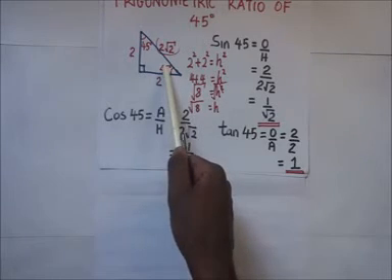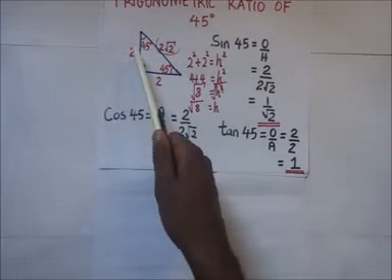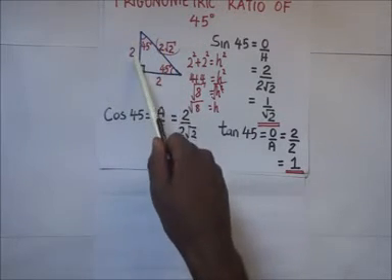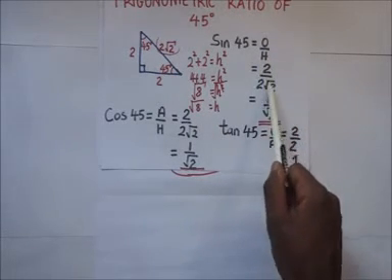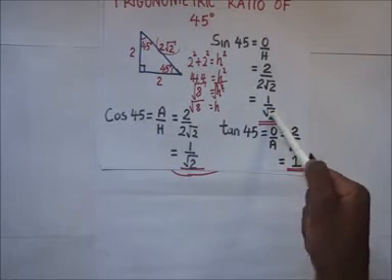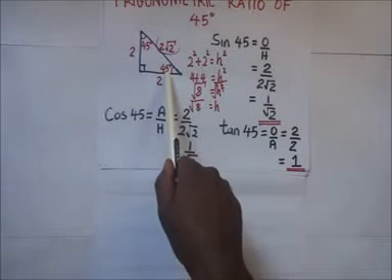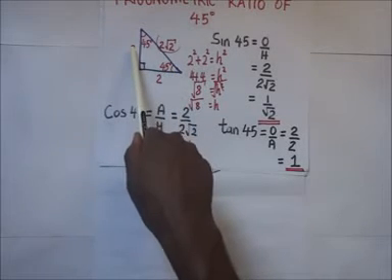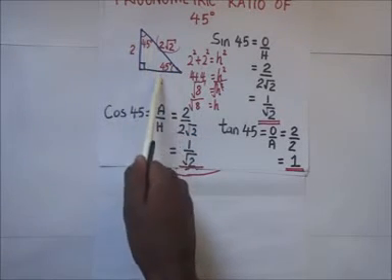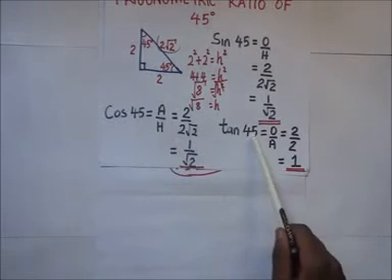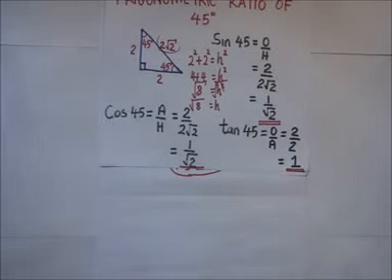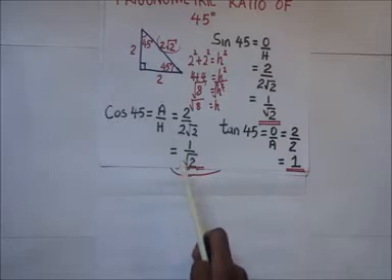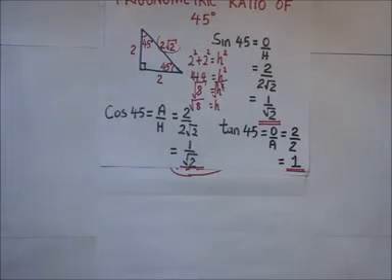Then the sine of 45, sine is opposite over hypotenuse, which is 2 over 2 root 2, which is 1 over root 2. Then the tangent of 45 is opposite, which is 2, over adjacent, which is 2. And the tangent of 45, which is 2 over 2, is equal to 1. And these are the trigonometrical ratios for 45 degrees.